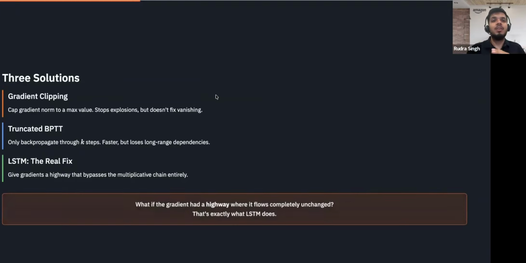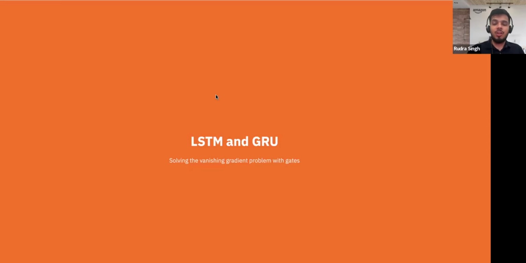And that's exactly what LSTMs build. They build a gradient highway, and that's what we are going to learn next. So let's start with LSTMs and GRUs now. In this section, we'll first try to understand what LSTMs are, how they are built, and what problems they are solving, and then we'll move on to GRUs. So let's start with LSTM first.